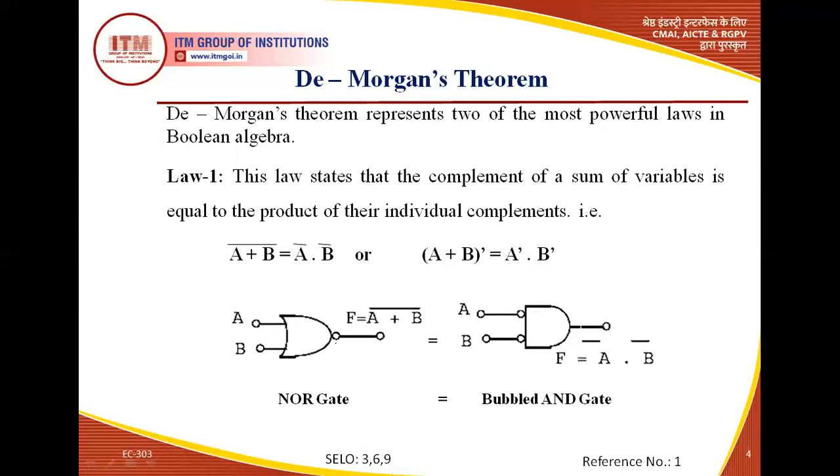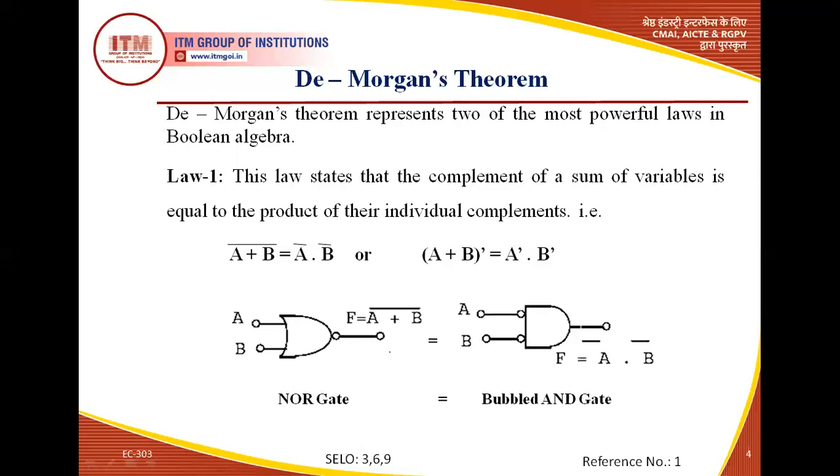So if we realize the function by using only NOR gate, then that property will work: NOR gate is equivalent to the bubbled AND gate. Everyone should keep in mind that when we realize any Boolean function by using NOR gate, that property is important. That is, NOR gate is equivalent to the bubbled OR gate. So it can be seen via the De Morgan theorem that NOR gate is equivalent to the bubbled OR gate.